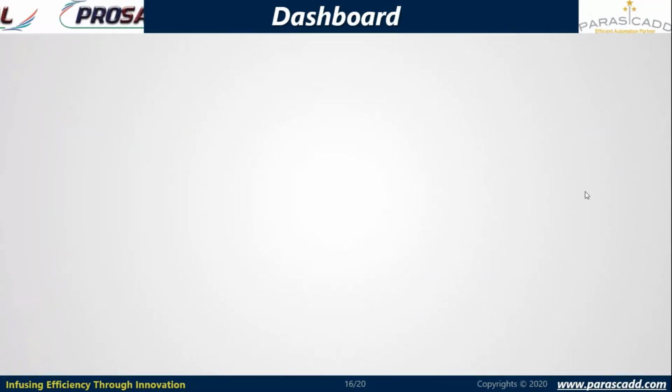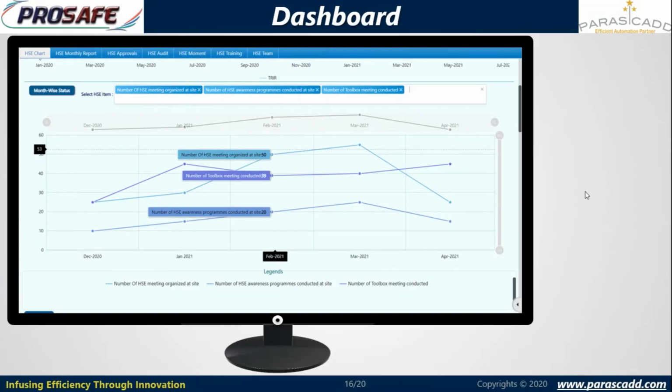We have some dashboards also. There are a total of 29 parameters available in the HSE register, and out of these, we have selected some parameters here: number of HSE meetings organized at site, number of HSE awareness programs conducted at site, and number of toolbox meetings conducted. Here the three parameters are selected as HSE items, and the three graphs are plotted on a single chart. For comparison, we can use this chart.